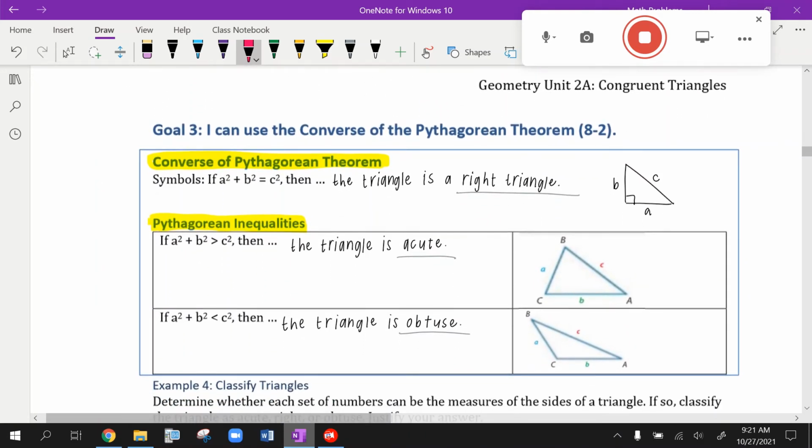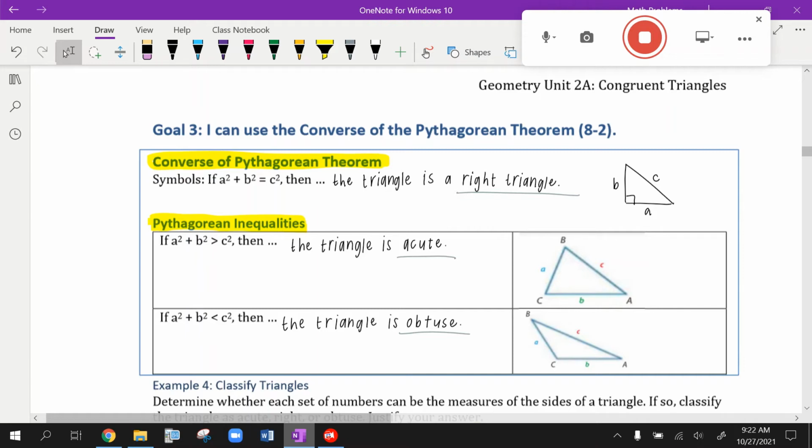Next, we're going to talk about classifying triangles based on their sides. So we are talking about the converse of Pythagorean theorem. Converse, remember, we switch the hypothesis with the conclusion. So we get this statement: if a squared plus b squared equals c squared, then the triangle is a right triangle. This also works with different types of triangles as well.